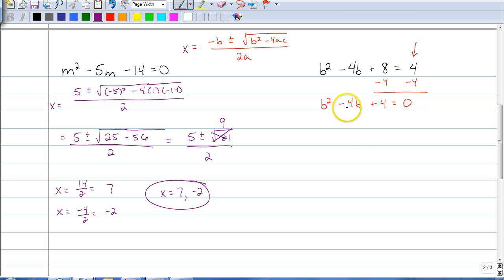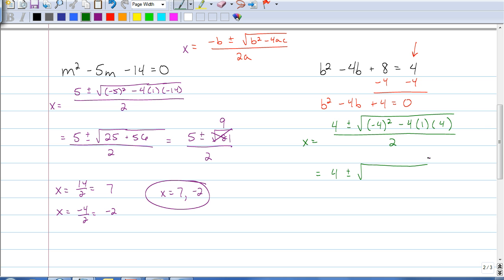So it's going to be the opposite of b, which is a positive 4, plus or minus the square root of b, which is negative 4 squared, minus 4 times a, which is 1, times c, which is 4. All over 2a, a again is 1, so 2 times 1 is just 2. So again, you want to take these piece by piece. So we start out with simplifying these two parts inside the radical.